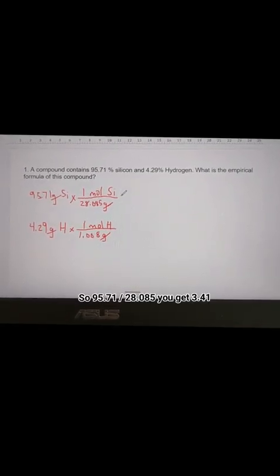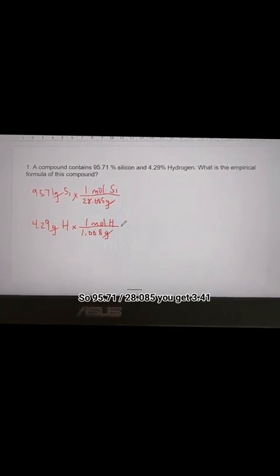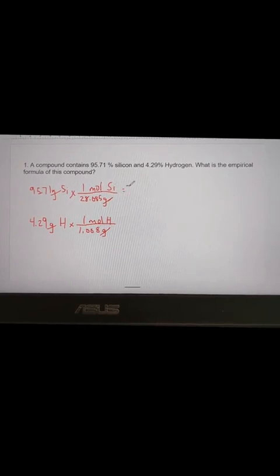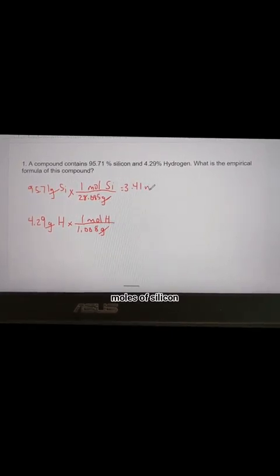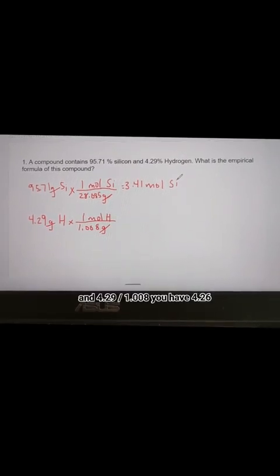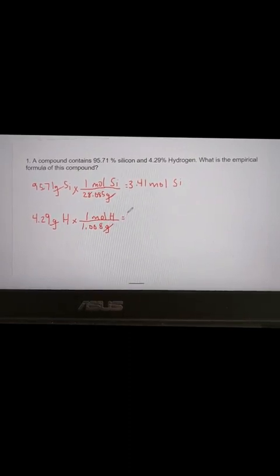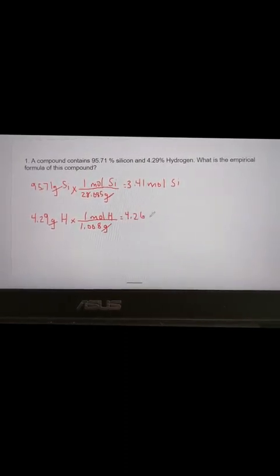So 95.71 divided by 28.085, you get 3.41 moles of silicon. And 4.29 divided by 1.008, you have 4.26 moles of hydrogen. Next step, you're going to divide by the least amount of moles between the two.